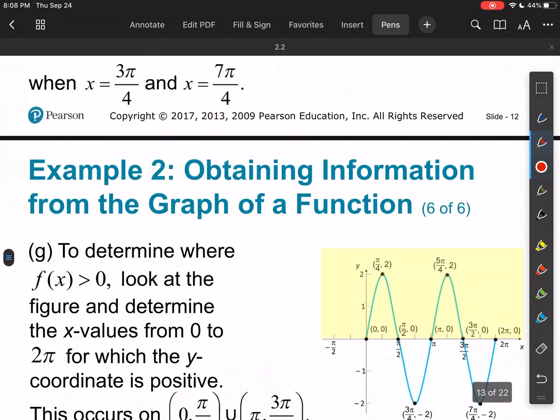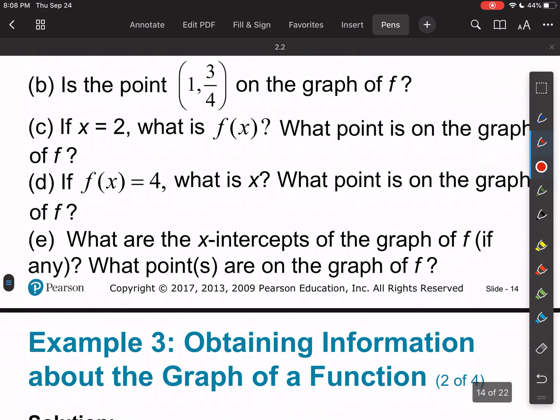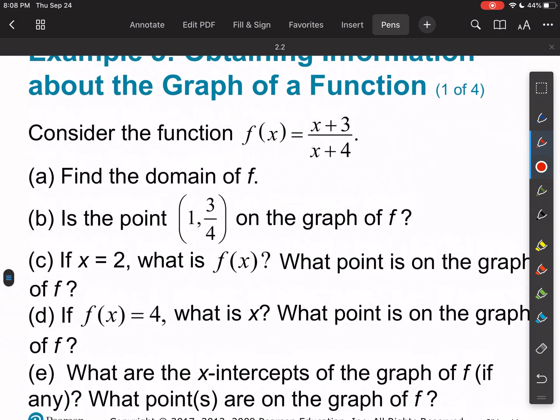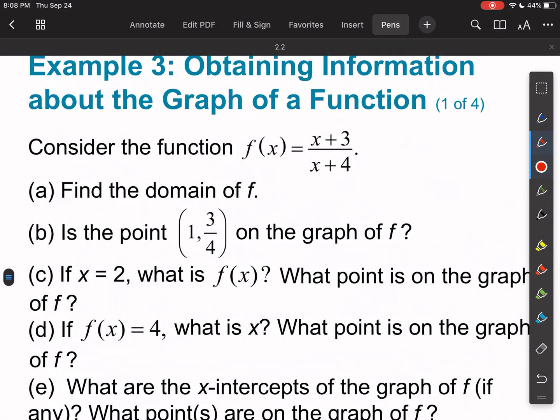And then I think there's a bunch of slides that just do the same thing I was just doing. And then it says here, this will be the last one that we do, I think. Example 3, obtain information about the graph of the function. Now instead of a picture, they give us an algebra problem. So we're going to use algebra to figure this out.